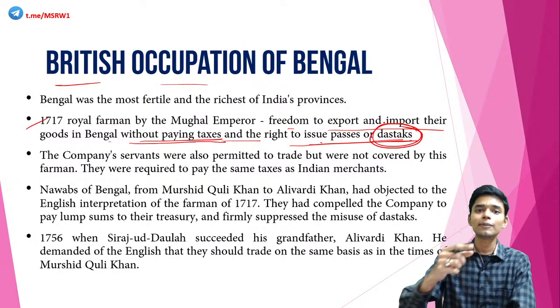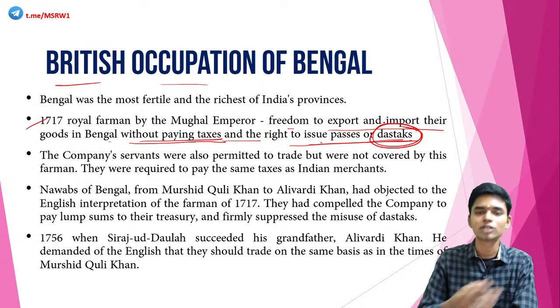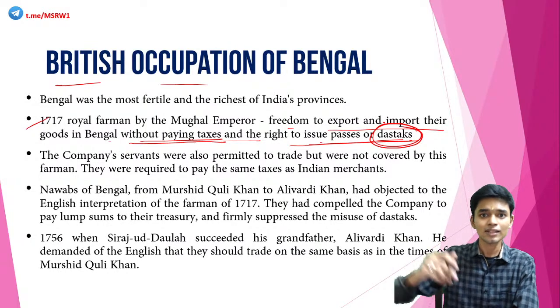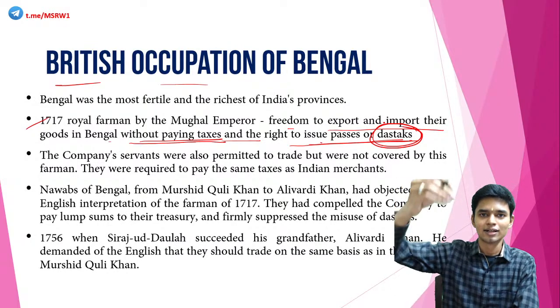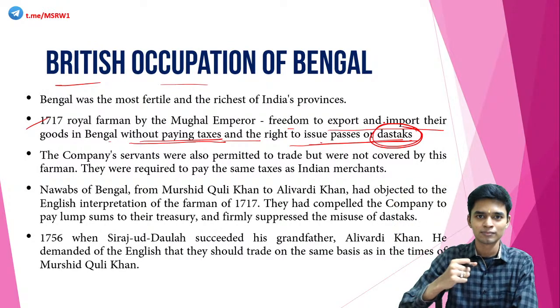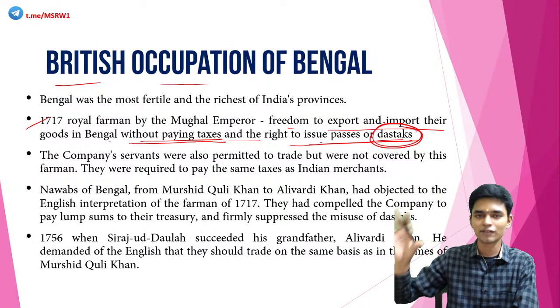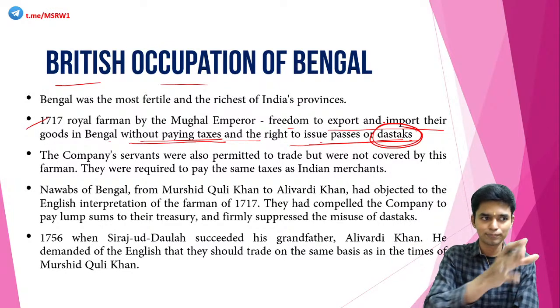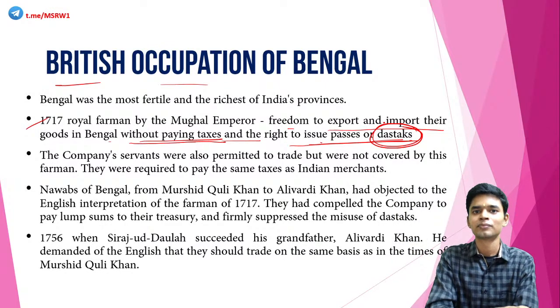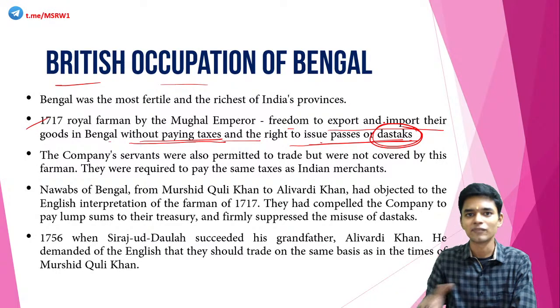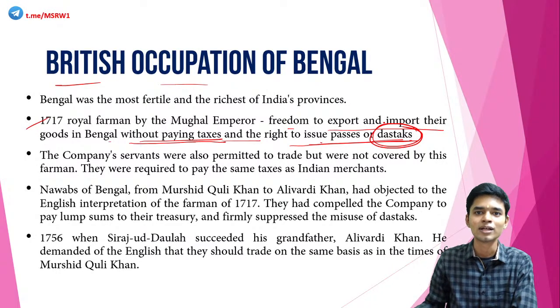During the time of strong and able Nawabs such as Murshid Quli Khan or Alivardi Khan, they were able to make sure that the farmans were not misused. I mean, they were pretty strong. They had a very formidable army, so they could put the British in line. But after that time, when weak rulers started to come to the throne, they were not able to continue this.